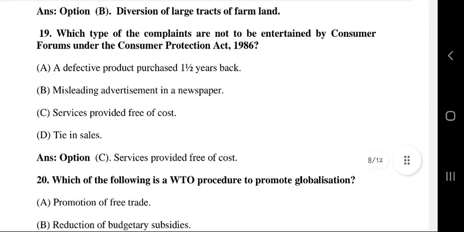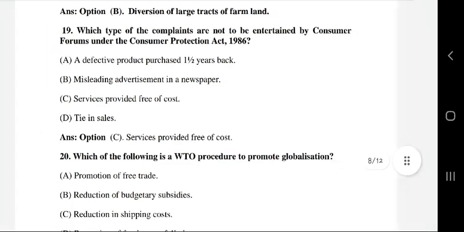Question number 19. Which type of complaints are not to be entertained by consumer forums under the Consumer Protection Act 1986? Options: A, a defective product purchased 1.5 years back. B, misleading advertisement in a newspaper. Option C, services provided free of cost. And D, tie-in sales. Option C is the answer, services provided free of cost.